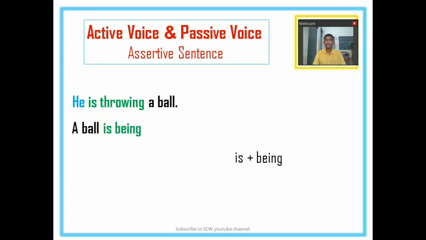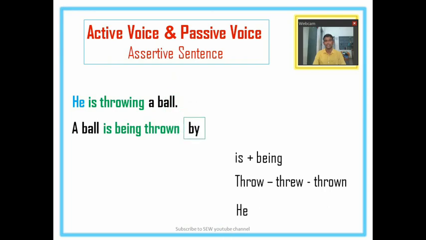So in passive voice, the verb must always be in V3 form only. The verb forms of throwing are throw, threw, thrown. So we write only the V3 form, thrown. Next, after the main verb, the preposition by should be used. So by. Next, what is the subject here? He is the subject, and the object pronoun of he is him. So him. So I hope you understood. Next example.